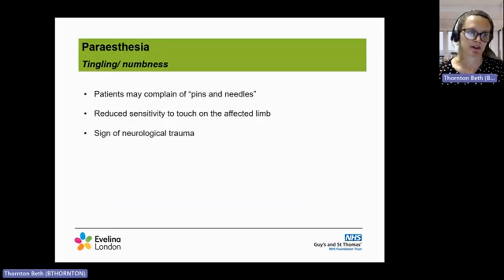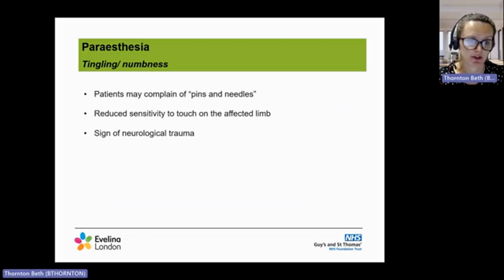Our next P is paresthesia, which refers to tingling or numbness. So thinking about paediatric nursing, depending on the age and vocabulary of our patient, they might use different phrases. They might call it pins and needles. They might refer to a burning or itching sensation, depending on what vocabulary they have and how they're able to verbalize that. They might even just refer to it as a funny feeling. So try to think about what they are actually trying to tell you.